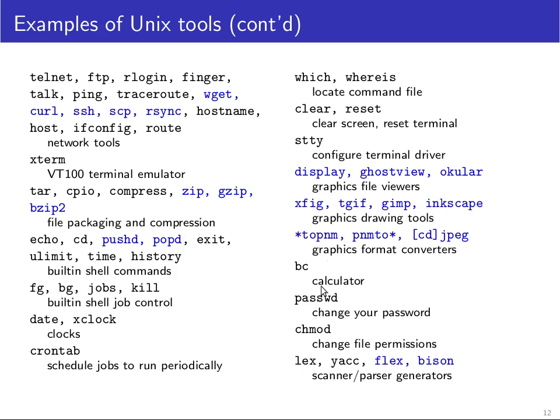There's a little command line calculator built into Unix called bc. People usually start it with bc -l to have arbitrary precision arithmetic, because by default it just supports integer arithmetic. And there's some security tools like changing your password or changing the file permissions, and various programming tools. For example, if you program a C program that has to parse a complicated syntax, then there are scanner and parser generators known as Lex and Yacc, or their GNU equivalents called Flex and Bison, available.